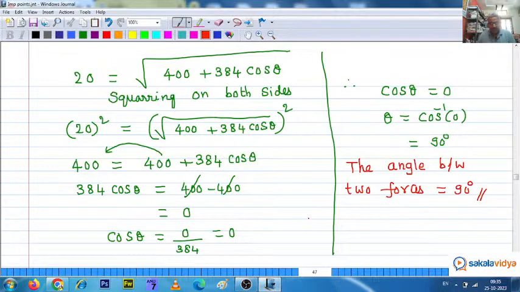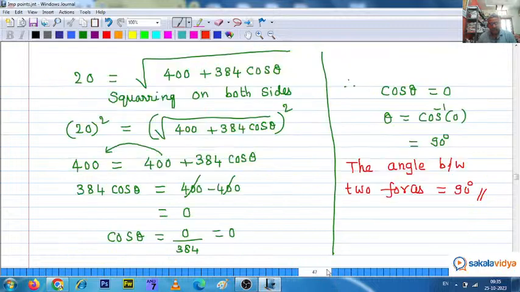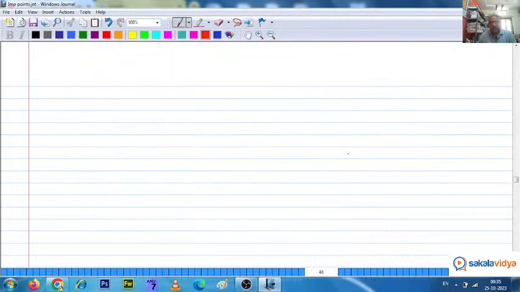Okay, let us move to yet another problem. This is 12th problem. So let us move to the 13th problem now. 13th problem. First note down the question carefully.